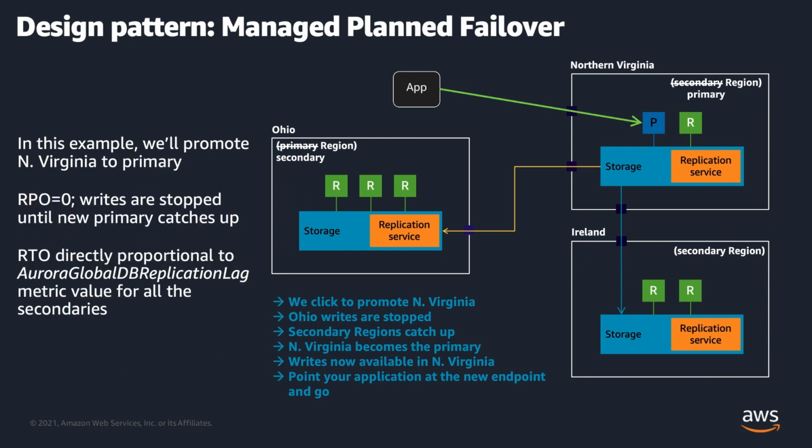So in this case, there is essentially no data loss because writes are stopped until your new primary catches up. The secondary regions are always up to speed, up to date on whatever data was written to your primary region. And the RTO is actually directly proportional to your Aurora Global DB replication lag metric value, which is available in CloudWatch for all the secondaries.